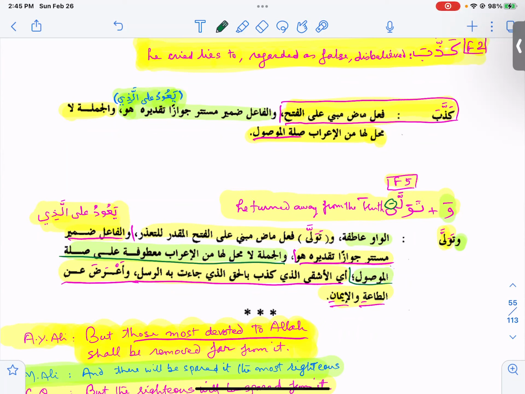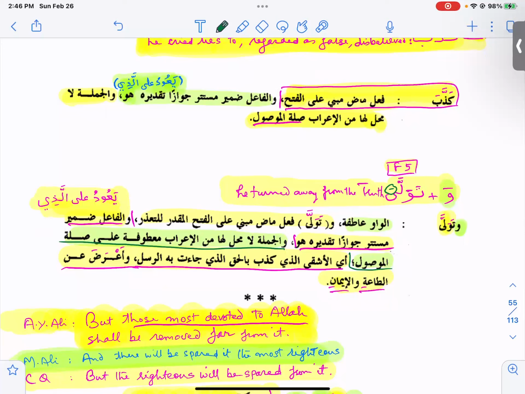Alladhi kadhdhaba bil haqq, alladhi ja'at bihi rasul. Wa arada an ta'ati wa imani. Yes, he turned back when the haqq came. Alladhi kadhdhaba bil haqq, alladhi ja'at bihi rasul. When the Prophet brought the haqq, the truth, he turned away from obeying it, and from faith.